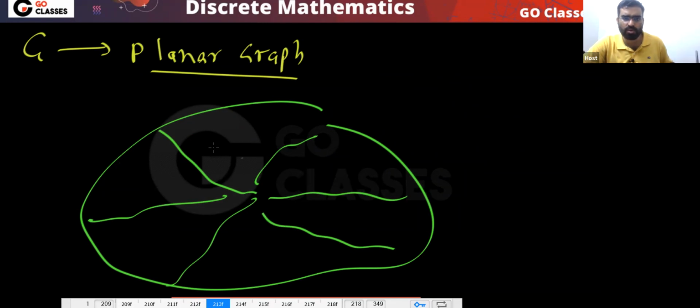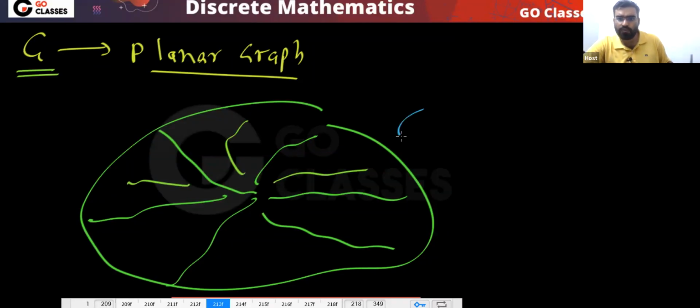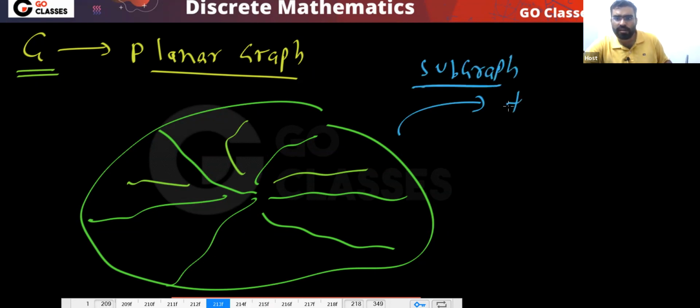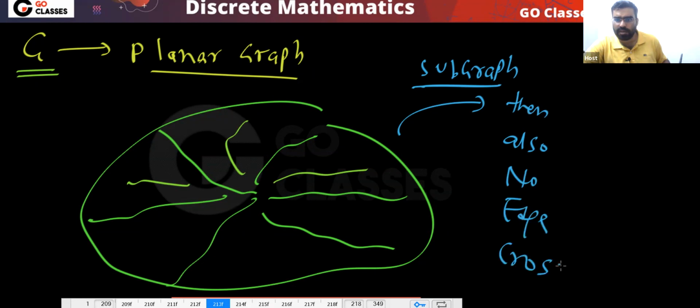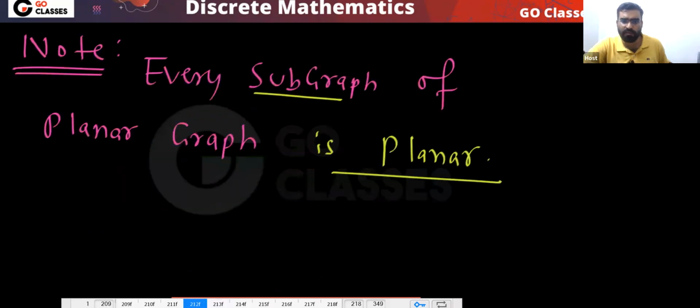Okay, because there is no edge crossing. So G is planar. It means there is no edge crossing. So if you create a subgraph from this, then also no edge crossing, right? If you create a subgraph, then also no edge crossing. So every subgraph of a planar graph is planar.